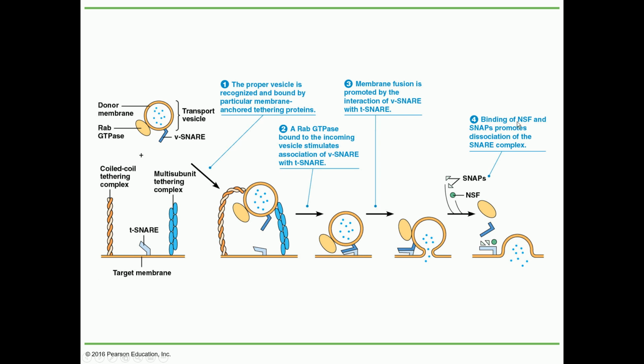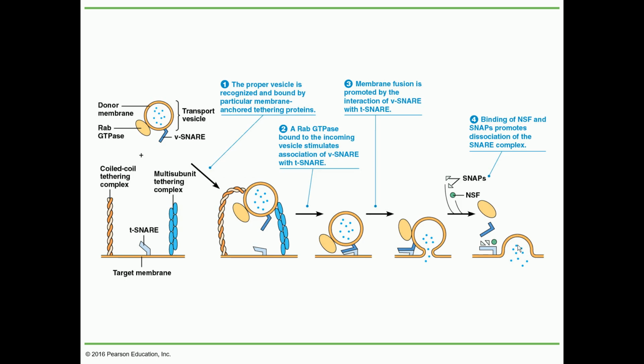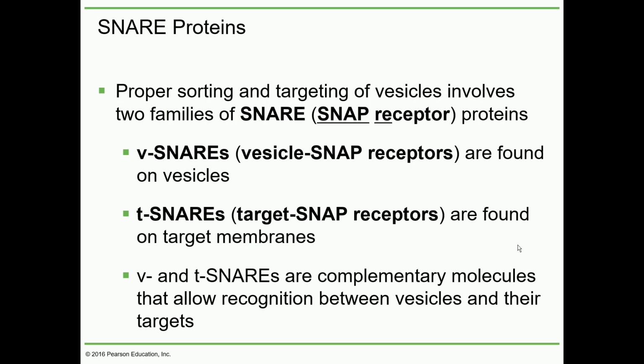As I said, there are more proteins involved. Binding of NSF and SNAPs promotes the dissociation. Once the function is done, the secretion is done, these proteins help in the dissociation of the snare complex, and then this whole complex will be disassociated. So this is basically how the vesicles reach their destination.